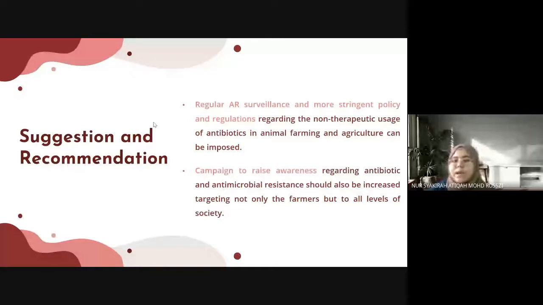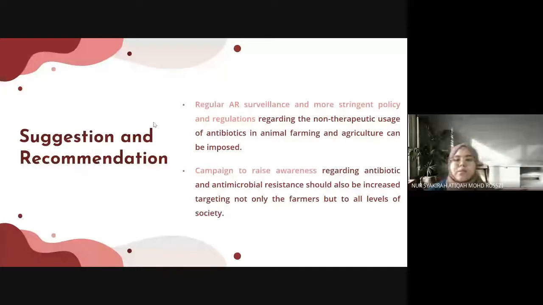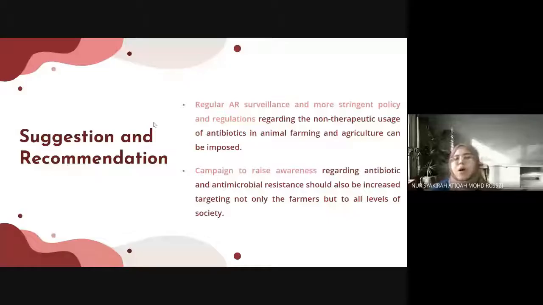The first one is to have regular AR surveillance, and more strengthened policy and regulation regarding the non-therapeutic usage of antibiotics in animal farming and agriculture can be imposed. Next, a campaign to raise awareness regarding antibiotics and antimicrobial resistance should also be increased, targeting not only the farmers, but all levels of society. So that's all from me. Thank you for listening.